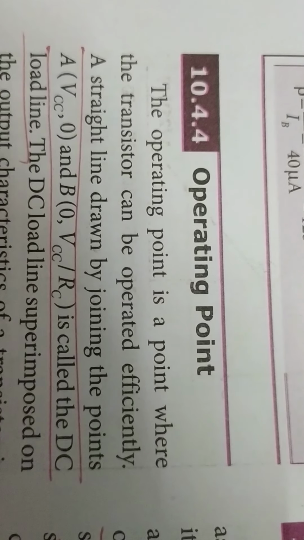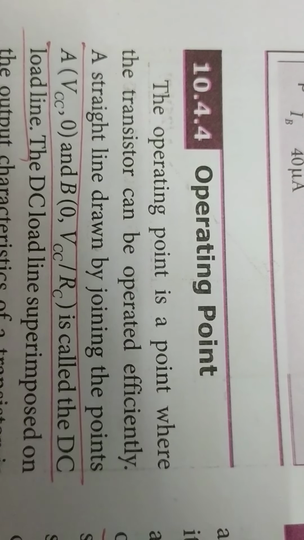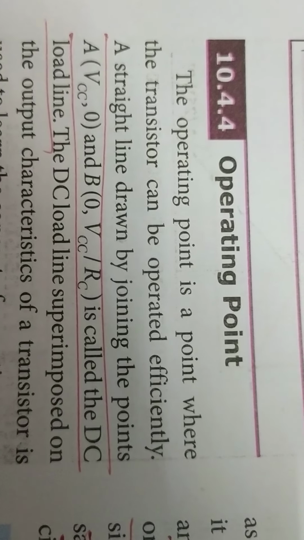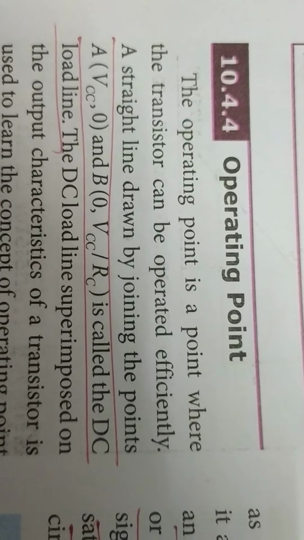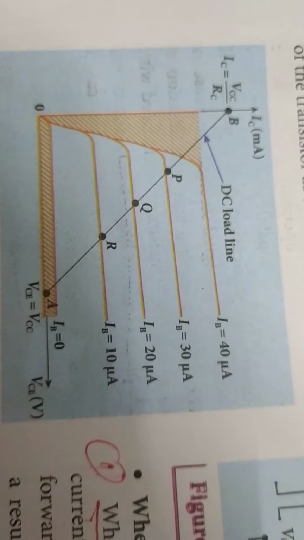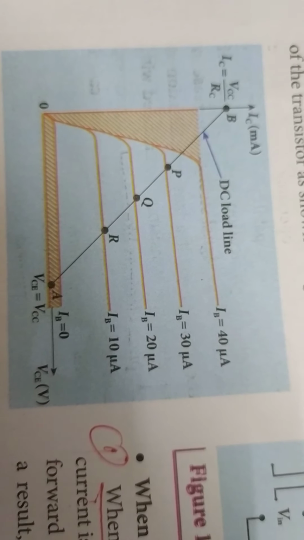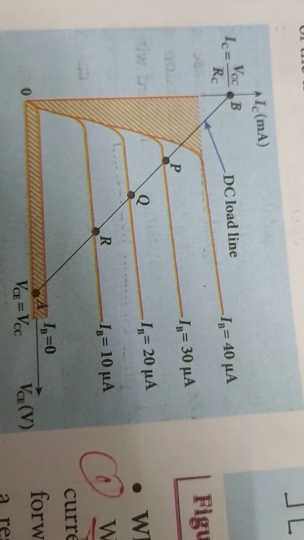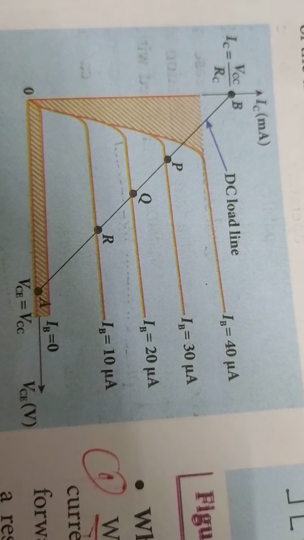Next we are going to see about the operating point, that is where we can operate the transistor efficiently. The point where we can operate the transistor efficiently is called the operating point. For this you take the output characteristic curve, where VCE is taken along the x-axis and IC along the y-axis, and you have to draw a line like this, which is called a DC load line.